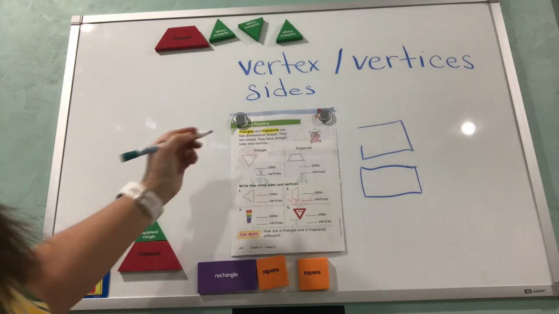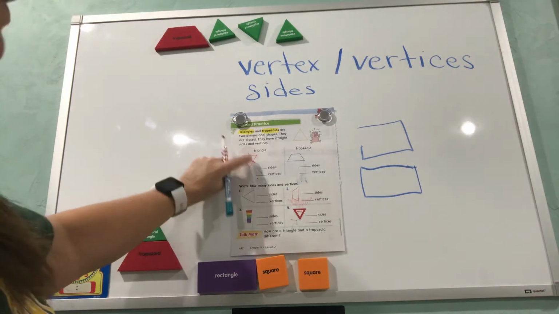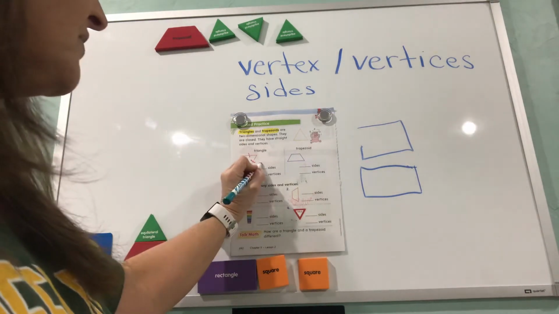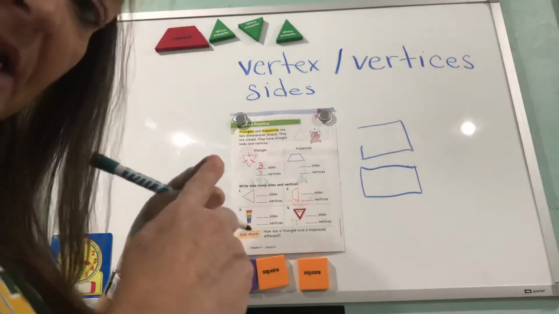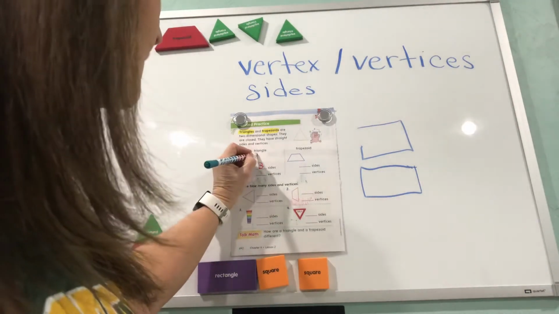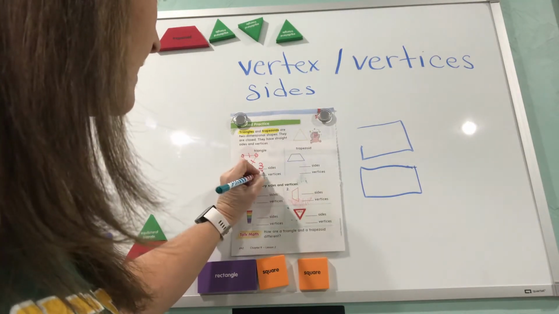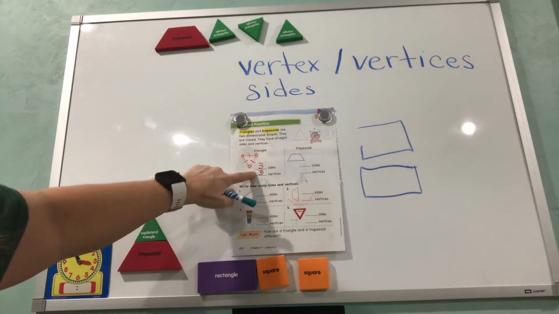So when I look at my triangle, I just make a line. 1, 2, 3. Then I know I've counted all 3 of those sides, and I don't have to worry about whether or not I already counted that one. I have 3 sides. Then I want to know how many vertices. Remember that a vertex is where those sides come together. So I'm just going to circle those. 1, 2, 3. I have 3 vertices. So my triangle has 3 sides and 3 vertices.